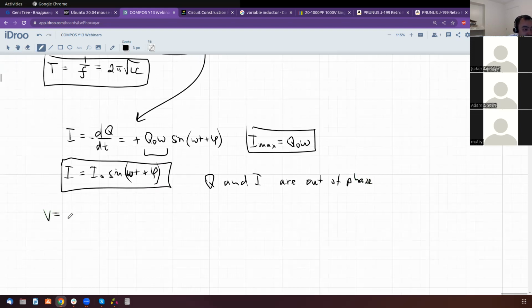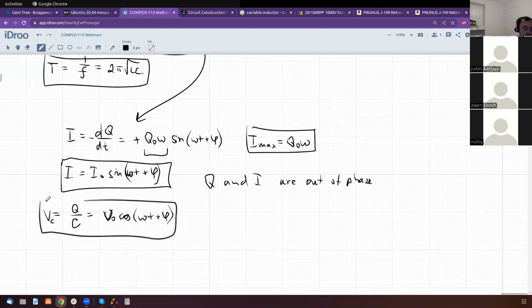And finally, voltage, but voltage is simple. There is the voltage on the capacitor and the voltage on the inductor. They will behave differently. Of course, we're interested in the voltage on the capacitor in this particular case. So it's Q over C, so it's V0 cos(omega t plus phi). Phi is the initial phase.